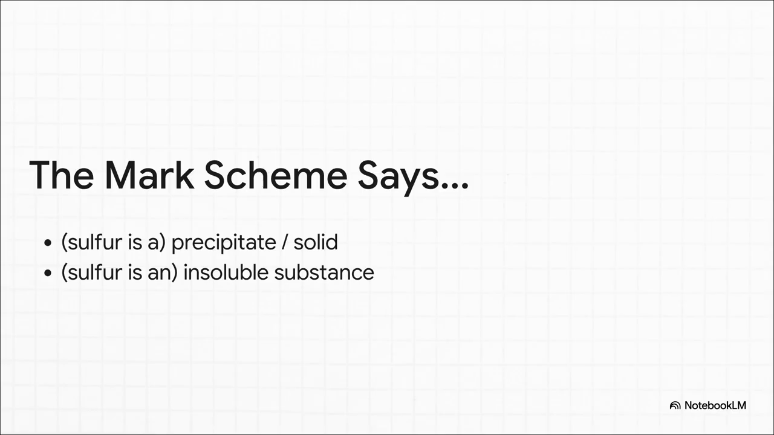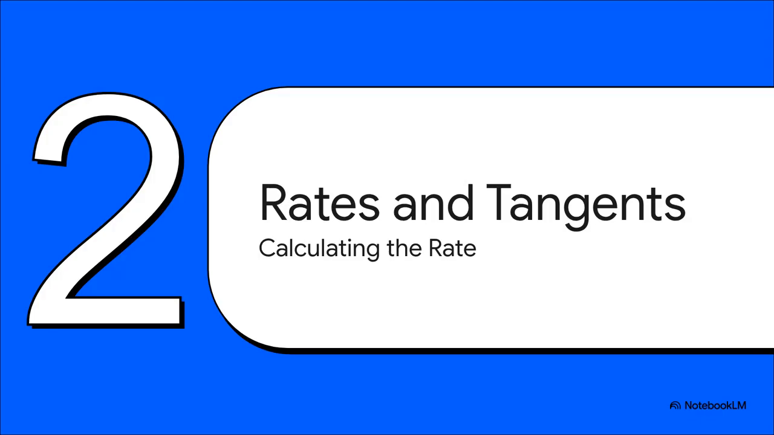So what are the examiners really looking for? To get that mark, you've got to say that the sulfur is a precipitate, or a solid. Or you could say it's an insoluble substance. See, this proves you understand why it's cloudy. Just saying sulfur is made isn't enough. You have to describe its physical state. All right, let's move on.